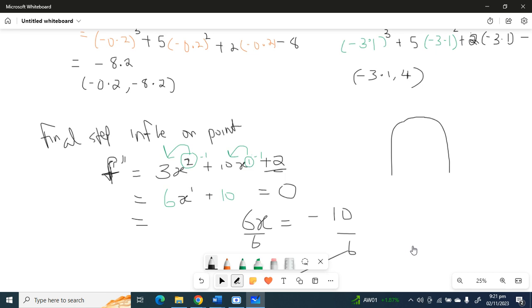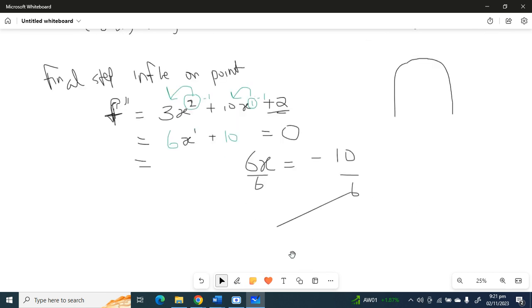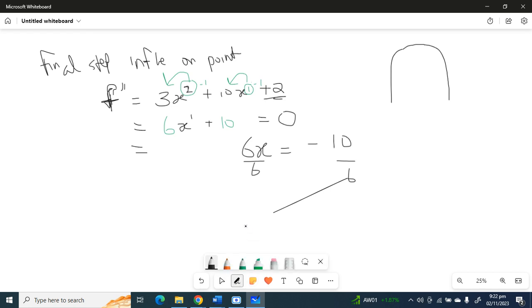So we're going to say x equals negative 10 divided by 6, to one decimal place, negative 1.7. So this is the x coordinate of our inflection point. In order to get the y coordinate, we need to substitute x for negative 1.7 into the original function.